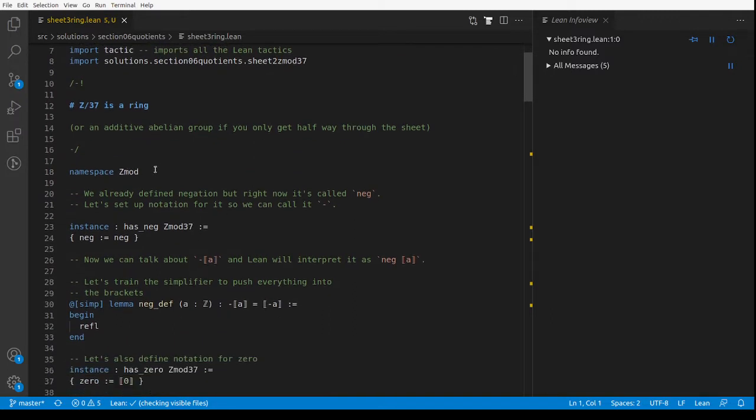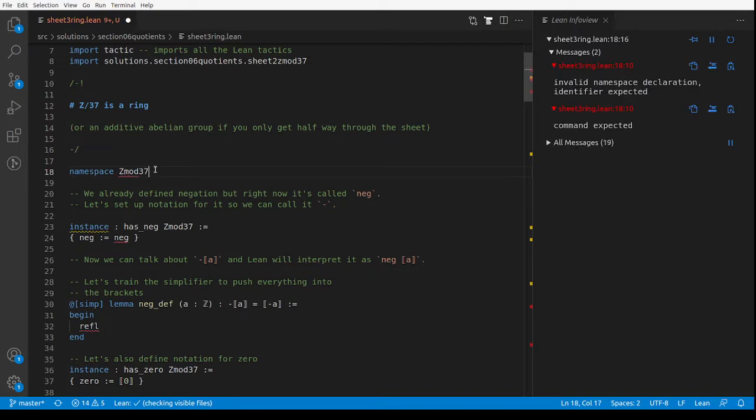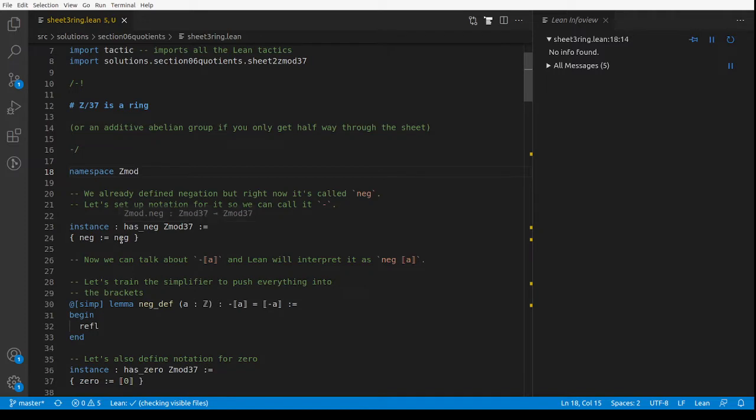So we've defined Z mod 37, and I was going to prove theorems about it in a Z mod 37 namespace, but to my mild surprise you don't seem to be allowed numbers in namespaces. So everything's happening in Z mod. The first thing, remember we defined neg in the last video. See, zmod.neg is a function from Z mod 37 to itself. But we want to use normal notation for it.